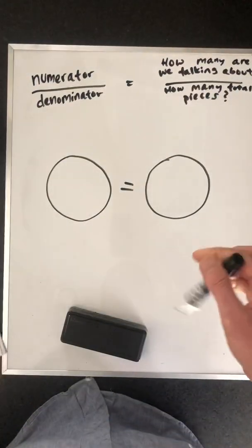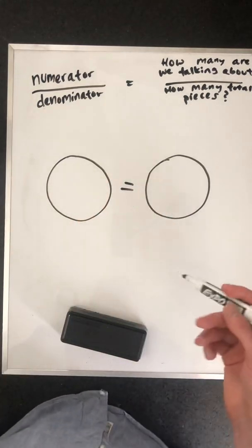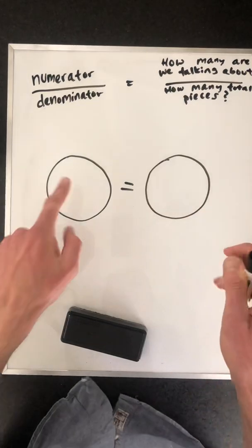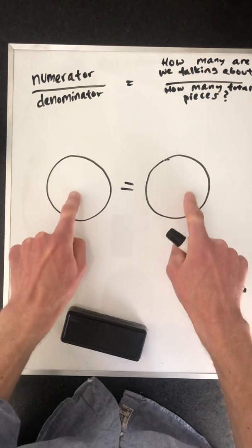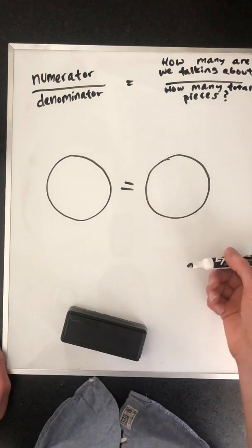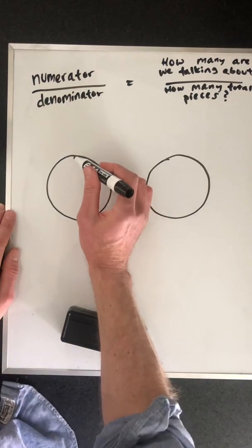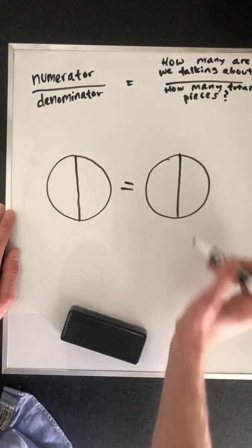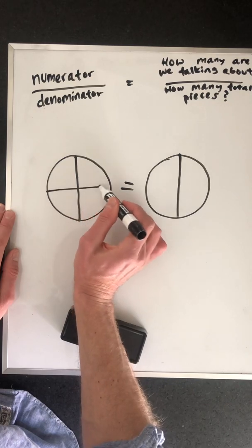So let's look at a problem like that for this. So I've got my 2 circles. Remember, if you're going to compare fractions, the wholes have to be the same size. You can't compare a large pizza and a small pizza. You got to compare the same size. So pretend like these are exactly the same size. And let's do 2 equivalent fractions. So I'm going to cut them both into halves, right down the middle. And now I'm going to cut them both into fourths.